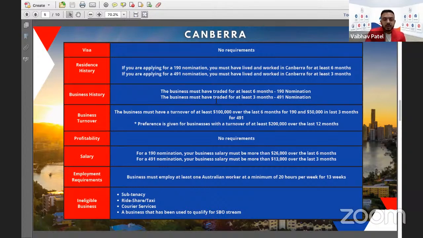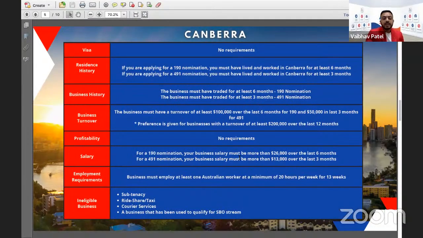Generally, preference is given to businesses with a turnover of at least 200,000 over the last 12 months. As I mentioned, the minimum requirement is that your turnover has to be at least $200,000 a year, calculated on a pro rata basis if you're applying for a state nomination in less than 12 months' time. Now, profitability: again, there is no mention of a profitability requirement. So the business can be profitable or non-profitable. But again, they will always give priority and preference to businesses which are profitable.